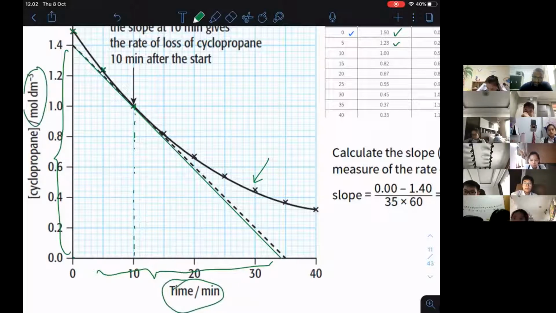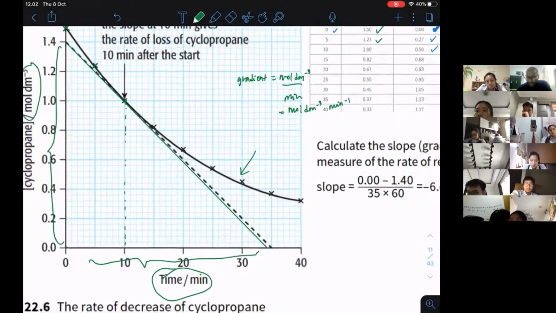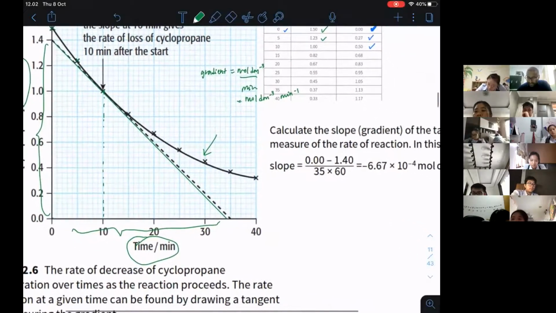So if you find the gradient, it's going to be y divided by x, which is mole per dm cubed divided by time, which is per minute. So you are going to get mol dm^-3 per minute, which is actually the same as concentration divided by time. That is the way they measure the gradient from the graph.